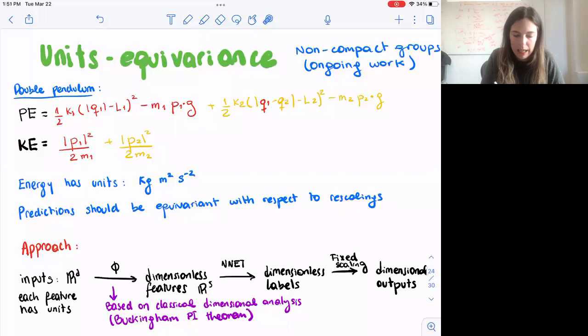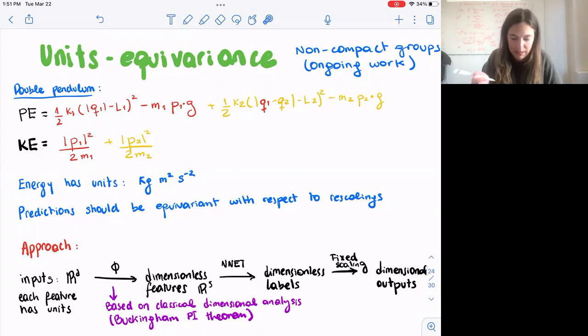So say that our double pendulum before had this potential energy and this kinetic energy. It's an energy, so it has units: kilograms meter squared divided by second squared. If I do a conversion of my units, and instead of giving the masses in kilograms I give them in pounds, then the predictions should transform accordingly.